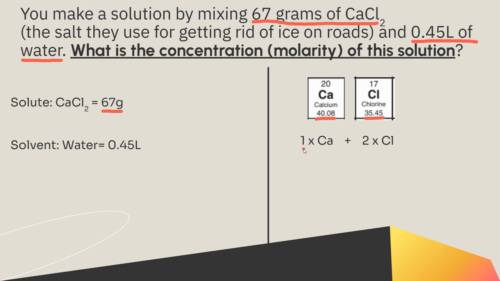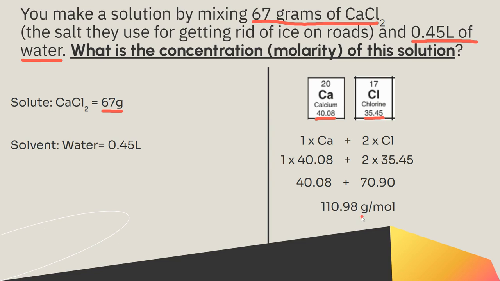Since there's one calcium, I'll do 1 times whatever the mass of calcium is, plus 2 times the mass of chlorine, because there's 2 chlorines in CaCl2. I'll plug in those numbers from the periodic table, 1 times calcium's molar mass, plus 2 times chlorine's molar mass, directly taken from the periodic table. I'll then multiply, and finally add these up. Now I did give the units here. This is 110.98 grams per mole, but I'm just going to show you how to use this number.